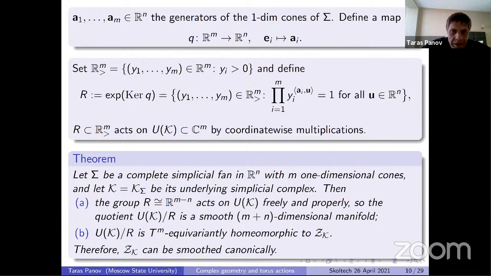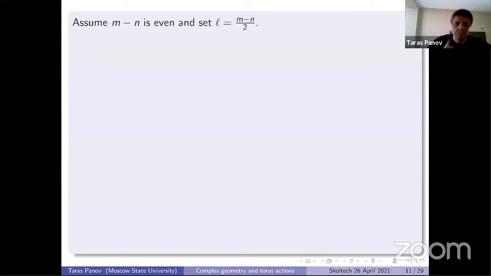All right, so this is just a real result, but from here it's quite easy to guess how to make it holomorphic. You just put a complex structure on this group. For this you need that m minus n is even, but that's just a technical assumption which can be achieved quite easily. Remember, m is the number of one-dimensional cones and n is the dimension, right?